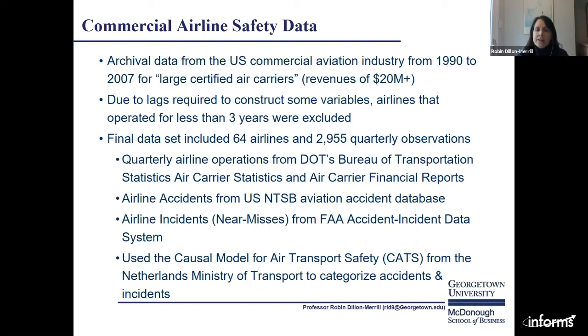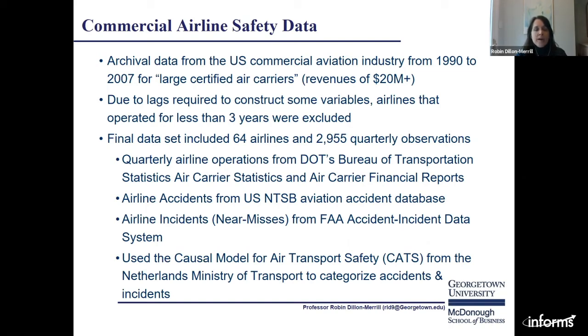Our final data set included 64 airlines, and we looked at things in quarters, and so we had 2,955 quarterly observations. For the data, we collected quarterly airline operations data from the Department of Transportation's Bureau of Transportation Statistics, Air Carrier Statistics, and Air Carrier Financial Reports. We also gathered airline accidents from the US NTSB Aviation Accident Database. Our airline incidents, or our near misses, came from the FAA's Accident Incident Data System.